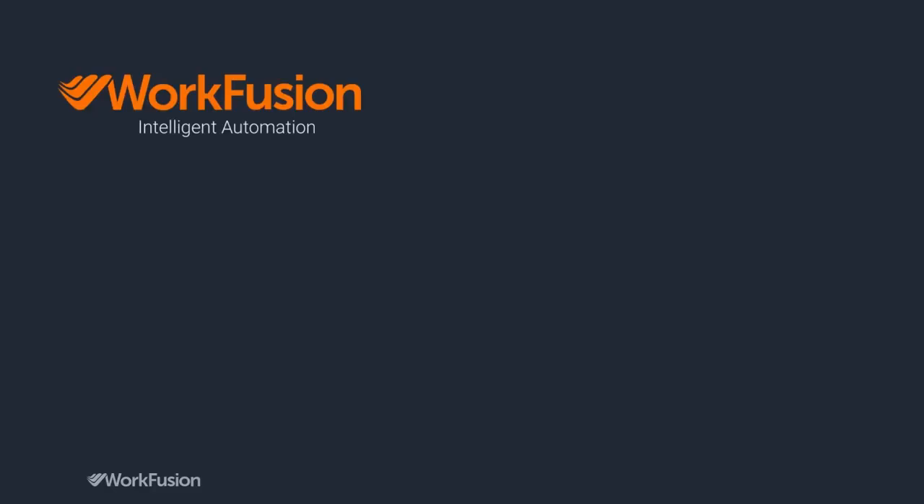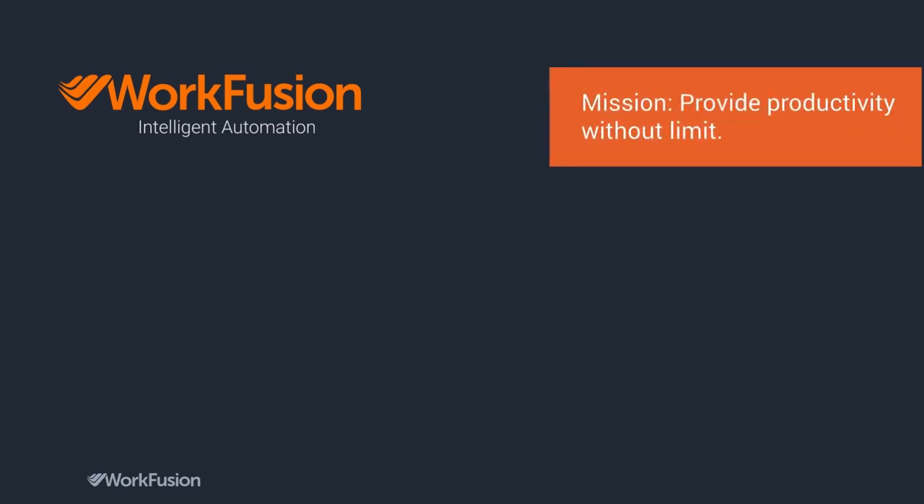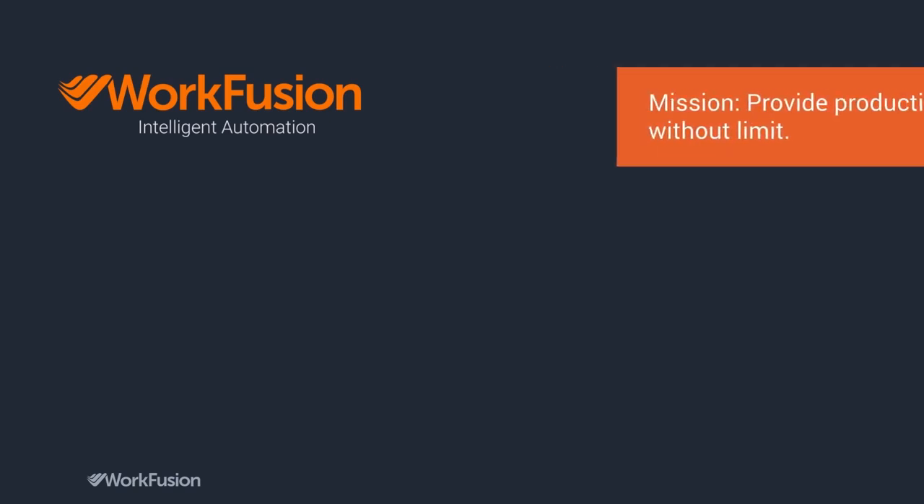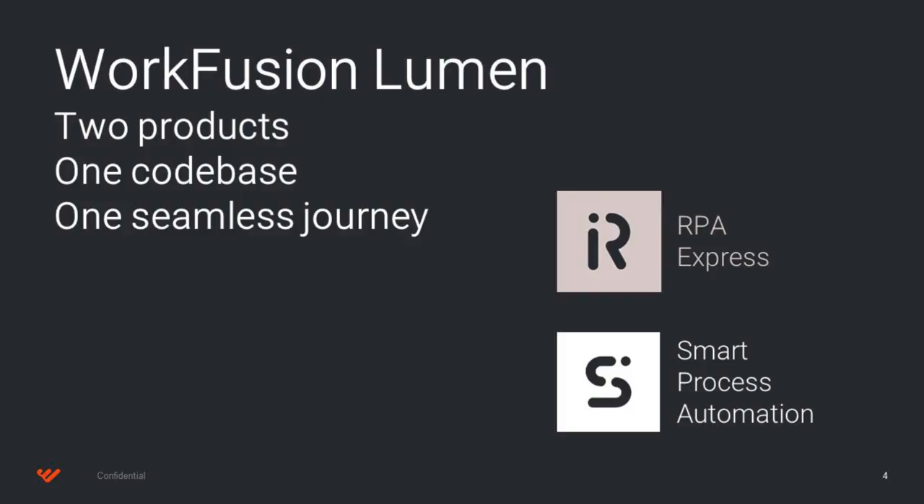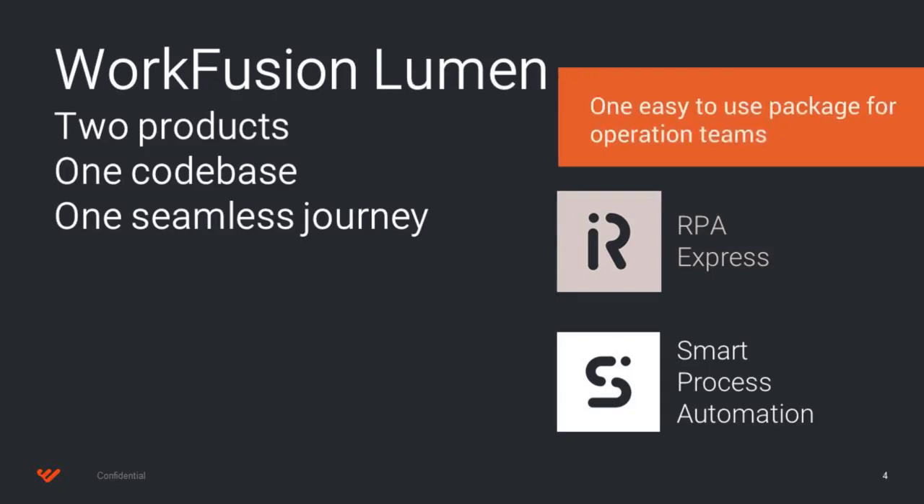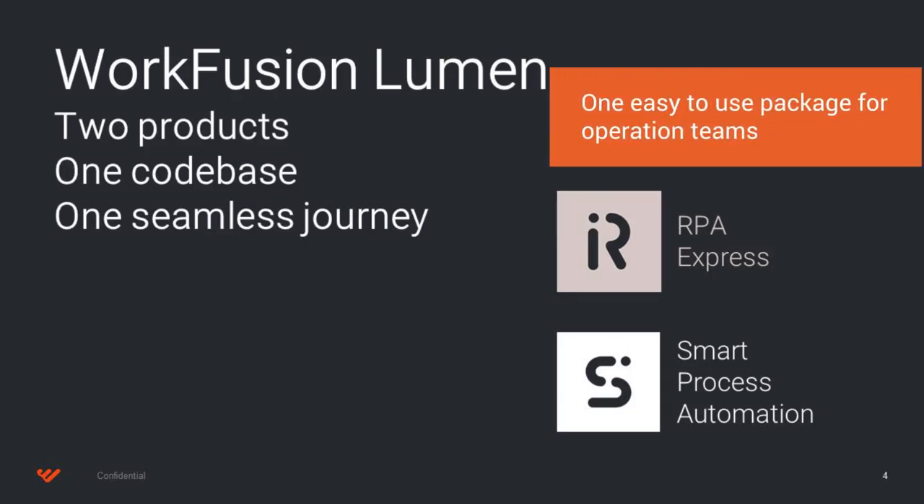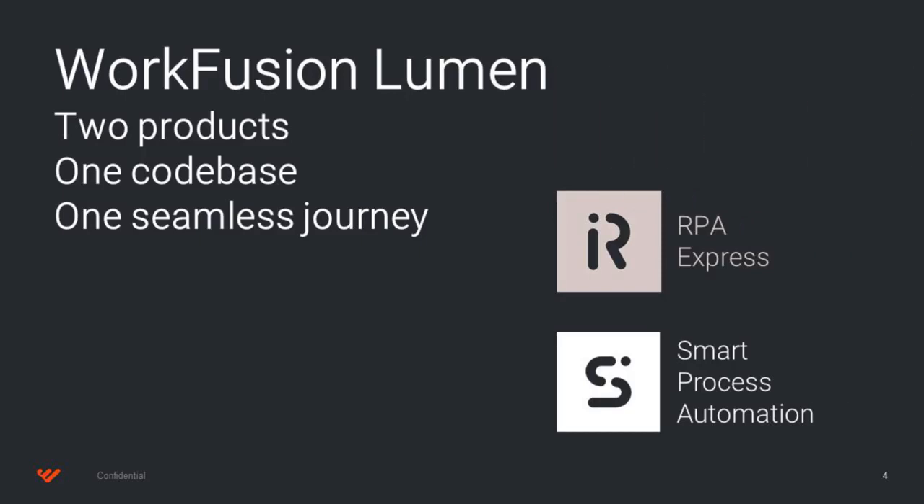WorkFusion has a complete vision for intelligent automation. WorkFusion made it its mission to provide productivity without limit. We bring intelligent automation to the market starting with our flagship product called Smart Process Automation, or SPA. This product makes it easy for operations teams to get all smart automation capabilities, from robotics to OCR to cognitive to workflow, all in one easy-to-use package.